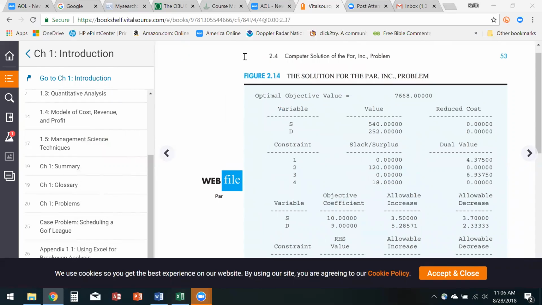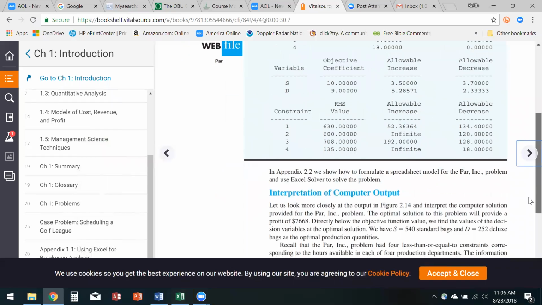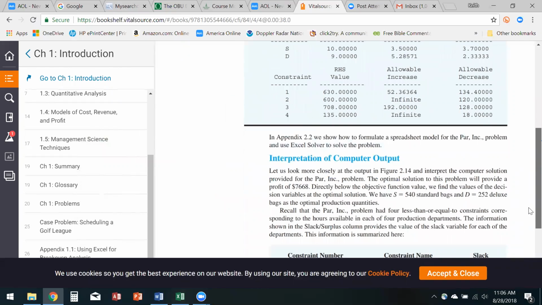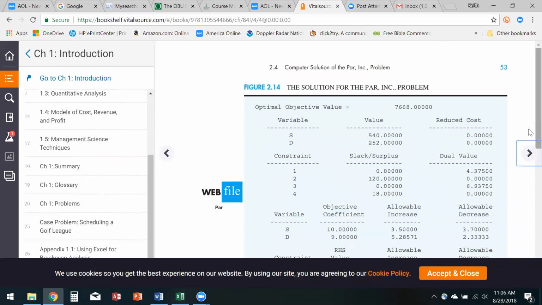But I wanted to use part 2 to speak with you about what it is that we get. Now, this Figure 2.14 on page 53 is the solution for the Par Inc. problem using a web file. The authors give you an option. You can either use some software that they have at the companion website, or you could use Excel. I choose to use Excel simply because I think it's designed to teach you how to use it. I don't know for sure, but let's look at this for a minute.